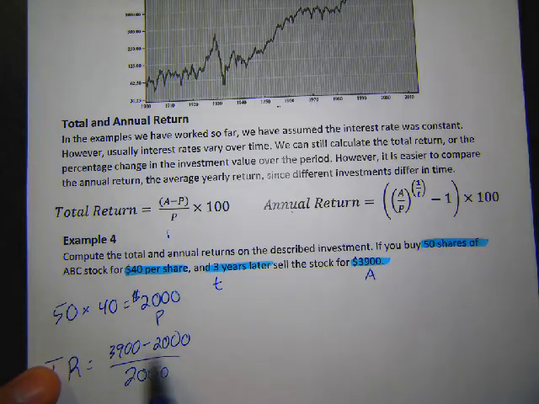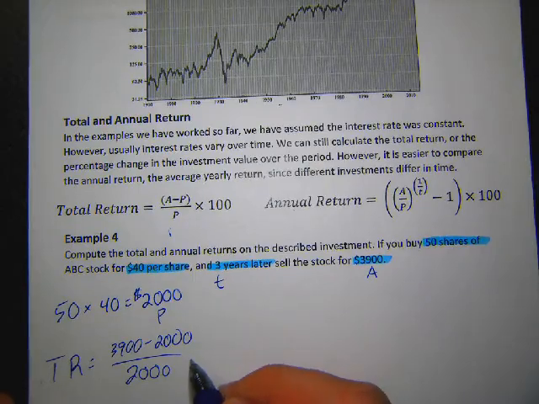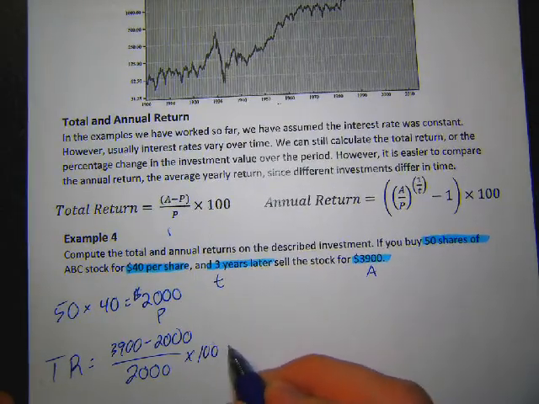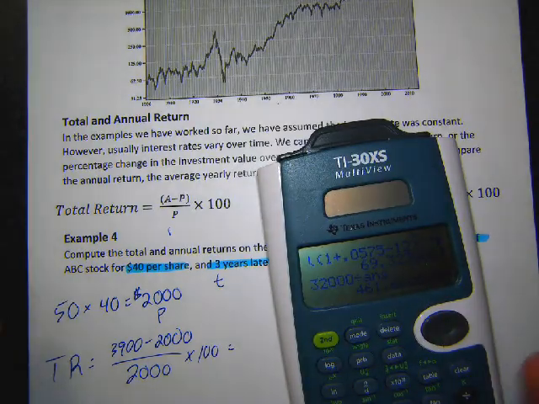So I find the difference, how much it increased, and divide it by the original amount, the principal, and then multiply by 100 to turn it into a percent. If you don't multiply by 100, you just get it in decimal form. So multiplying by 100 gives us the percent form. So we're going to type this in.